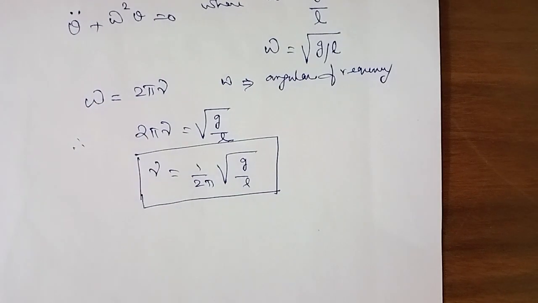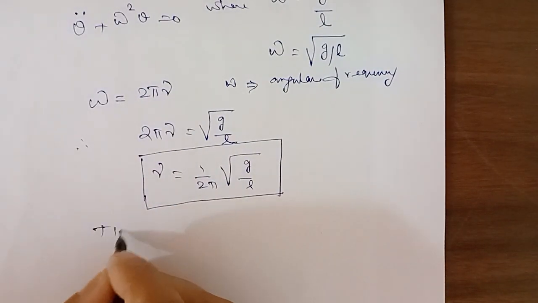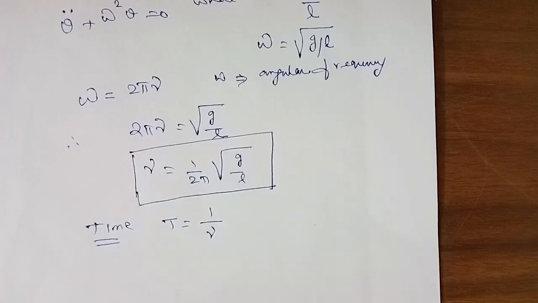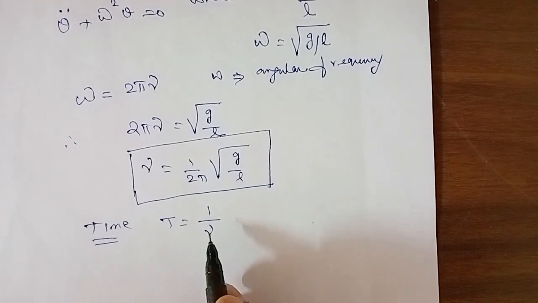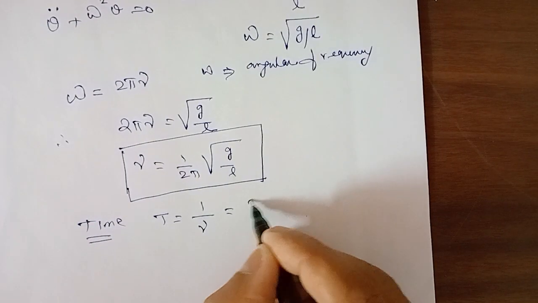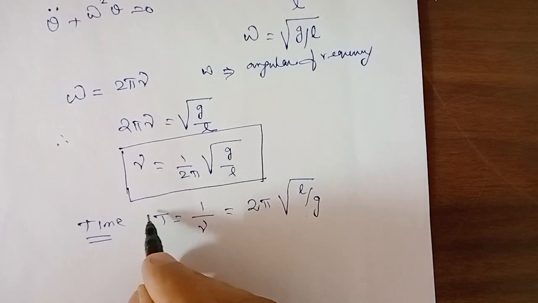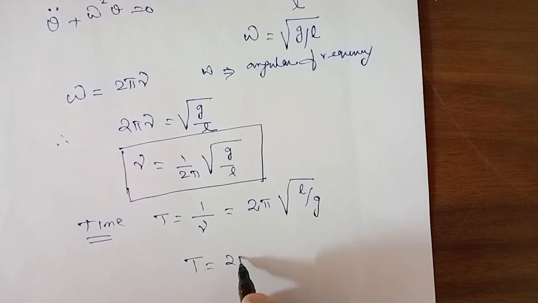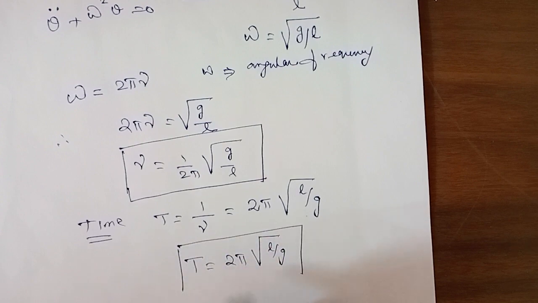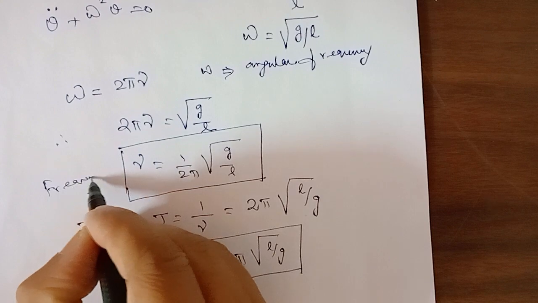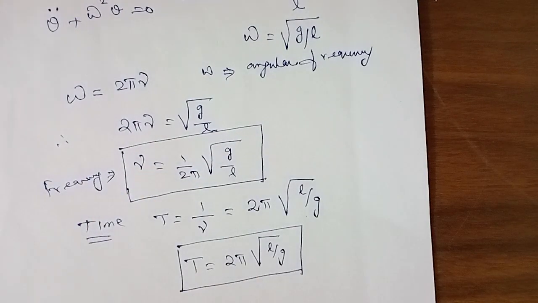Similarly, the time period. Time T is the reciprocal of nu, that is 1 by nu, which is 2 pi root of l by g. So T is equal to 2 pi root of l by g. This is the time period of a simple pendulum, and the previous result is the frequency of the simple pendulum.